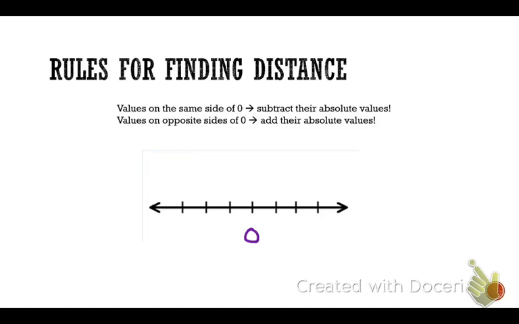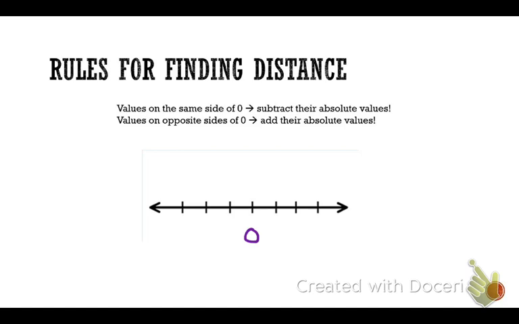All right, so let's start with opposite sides of the 0. Now, anytime we're finding distance, distance is always positive. I want you to remember that too. There's no such thing as I ran negative 3 miles today, even if you ran it backwards. You still ran a positive distance. So we need to keep that in mind too.